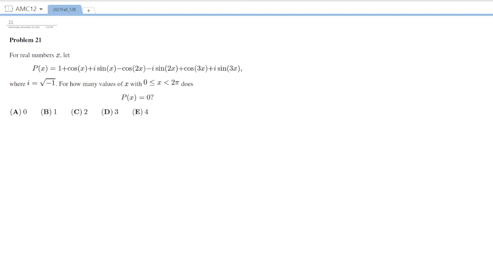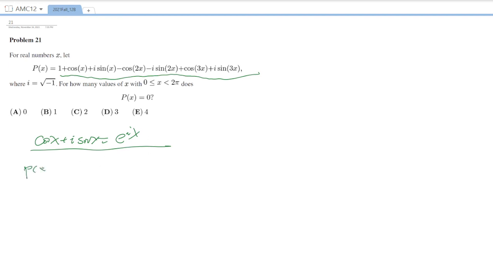Okay, so the problem is 21. It is the P(x) equals this, and how many solutions are there for P(x) equals 0? Whenever I see this format, it always reminds me of Euler's formula, e^(ix), right? This is the definition. I always like the power because the sine and the cosine are very nonlinear. And if we can use the power of the exponential, it's much easier to handle this.